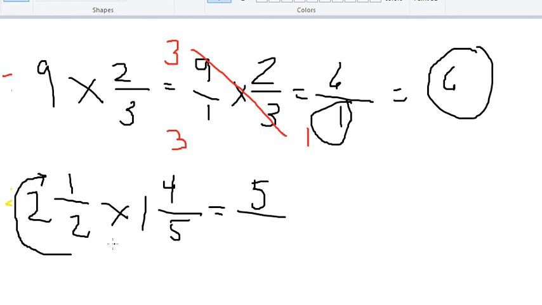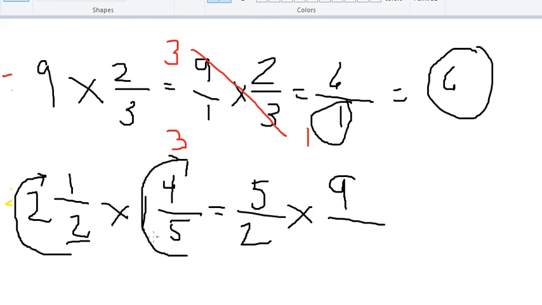Then, copy the denominator. The denominator ay 2. Then, i-multiply. 5 times 1 is equals to 5, plus 4 is equals to 9. Then, copy the denominator, 5. Then, we multiply. Before we multiply, tignan muna natin kung pwede natin gawin na lowest term yung mga minumultiply natin para hindi masyadong mahirap. So, we use cancellation.